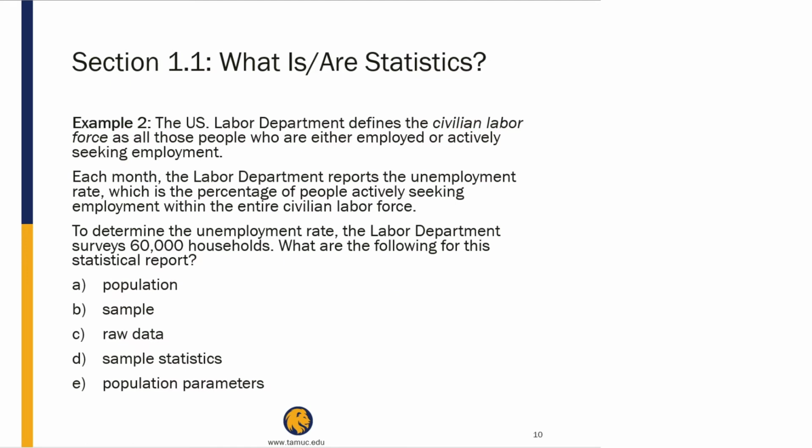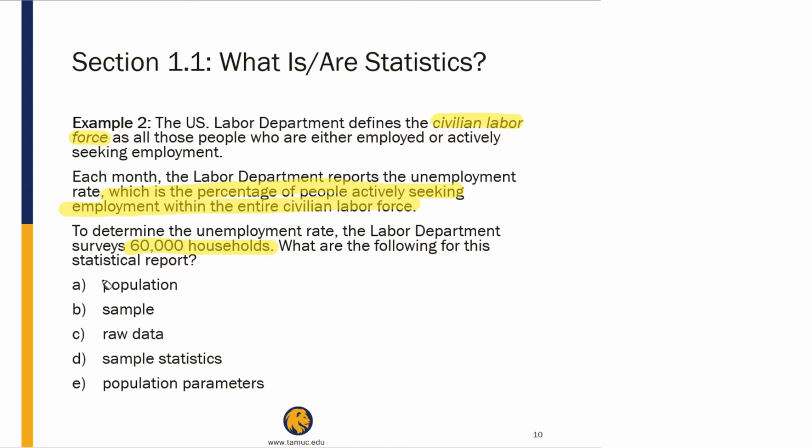And here's another example. It says the U.S. Labor Department defines the civilian labor force as all those people who are either employed or actively seeking employment. And so each month, the Labor Department reports the unemployment rate, which is the percentage of people actively seeking employment within the civilian labor force. To determine the unemployment rate, the Labor Department surveys 60,000 households. And so what are the following for this statistical report?